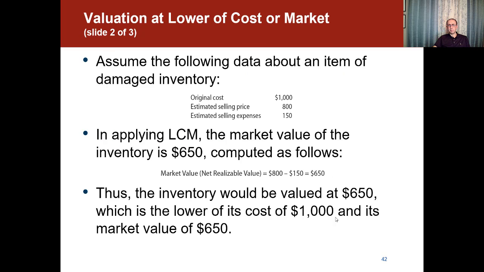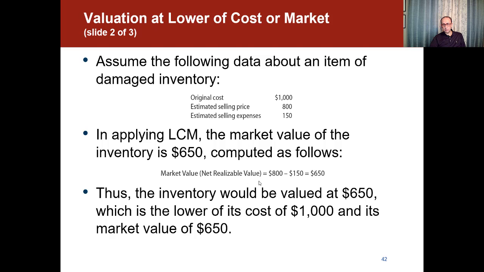So let's see this example. Assume the following data about an item of damaged inventory. The original cost was $1,000. The estimated selling price was $800. Estimated selling expenses is $150. So you can see that the original cost was $1,000, and the estimated selling price went down to $800. So in applying LCM, the market value of the inventory is $650, which is computed as follows.